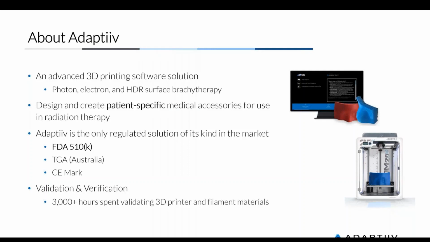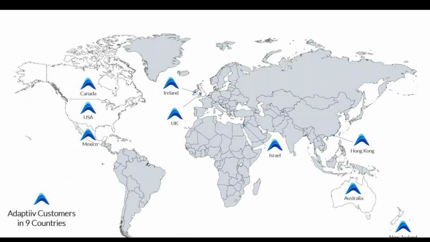We spent well over 3,000 hours validating a 3D printer, and we're closing in on 4,000 hours now on that printer. It's produced by a company named Airwolf 3D out of California. It's called the Axiom 20. You'll see it on the side there in an image. We spent a lot of time validating that for use with our software, as well as filament materials such as PLA and TPU, which can be used with the printer to produce these medical accessories.